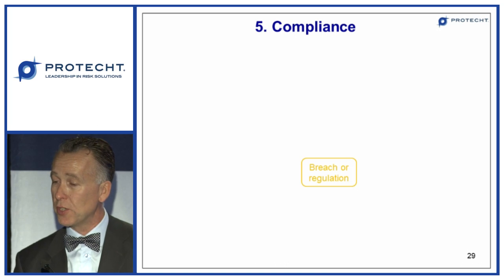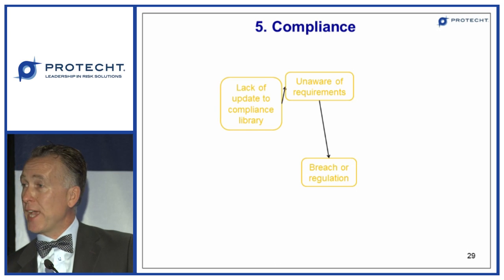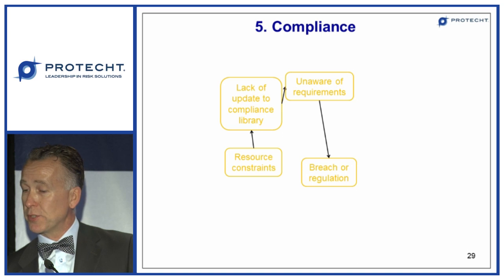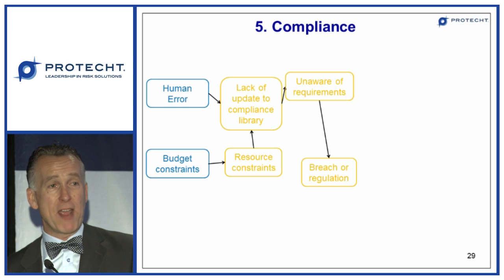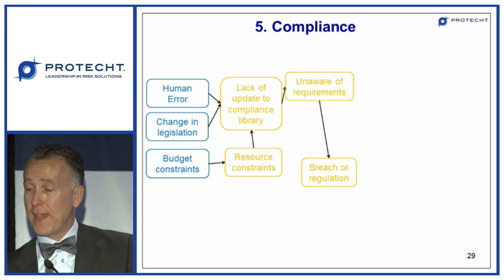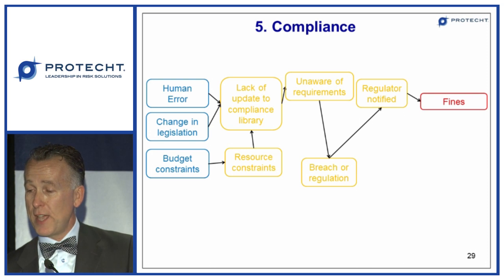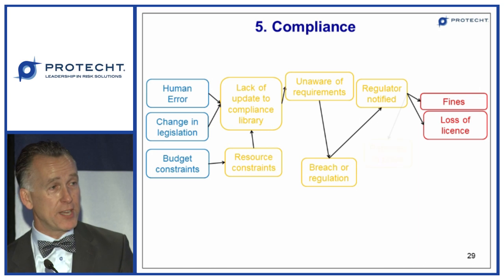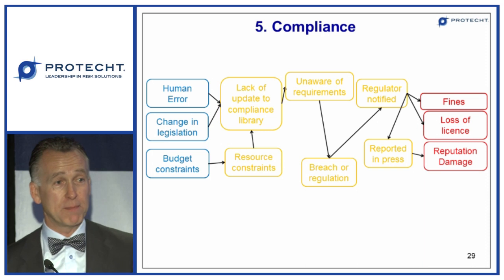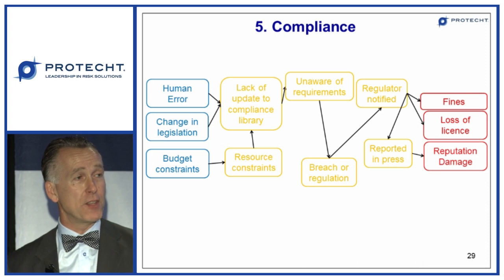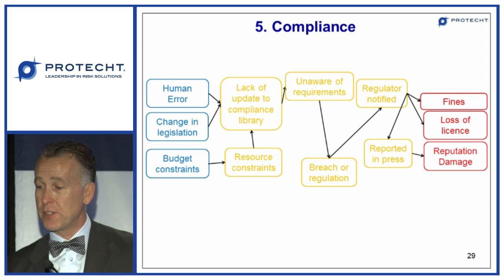Breach of regulation caused by unaware or lack of awareness of the requirements. Lack of update of the compliance library due to resource constraints, being fed by budgetary constraints. Also human error. As a result of that then leads to regulator being notified, fines being suffered, loss of licence, reported in the press, and reputation damage. Now, if you hand that to a compliance person and say, we think you should make sure you comply, they're much more likely to do it because they know the repercussions of not complying. So it just shows them what's upstream and what's downstream.